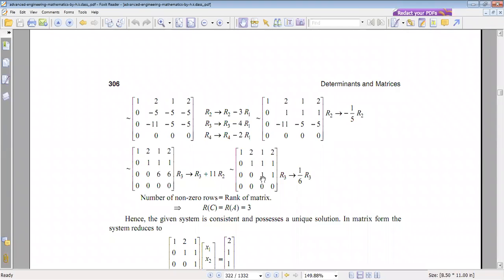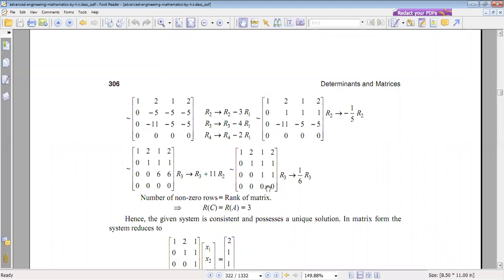You can say this one also, we can make this one equal to 0 by using this one. Okay, but then what happened? This element is again non-zero. So we cannot make this element equal to 0 without making these elements non-zero. Therefore, now see here, it is in the triangular form.